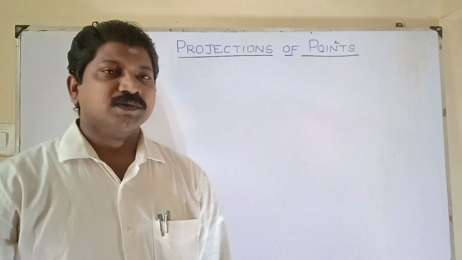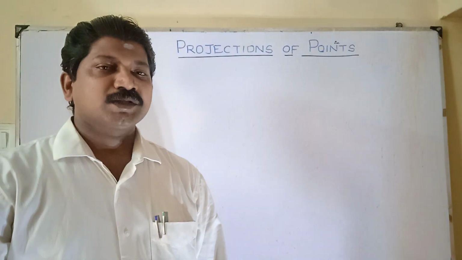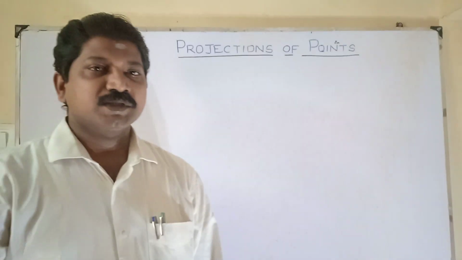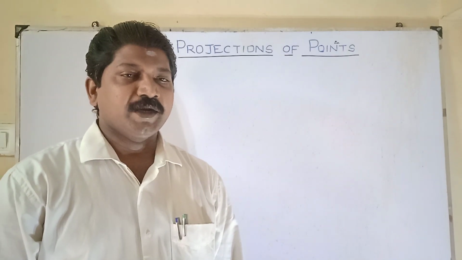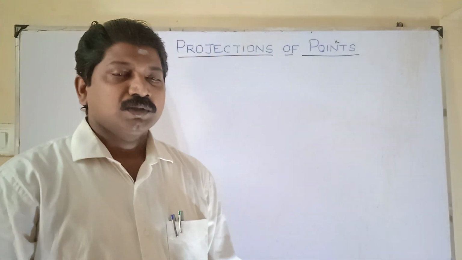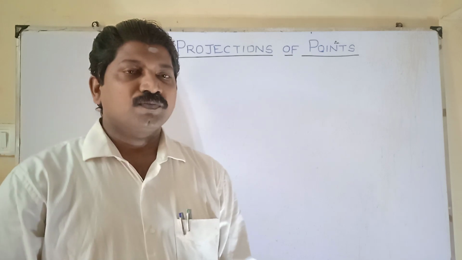In the previous class, we discussed the introduction to engineering graphics. In this class, we are going to discuss projections of points. A point is a dimensionless object. We will project the object in all the four quadrants.